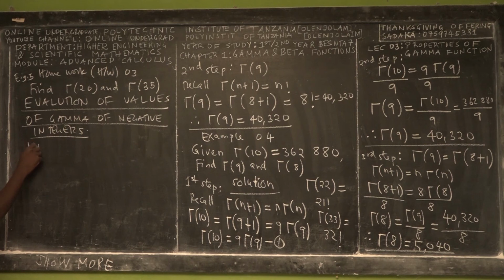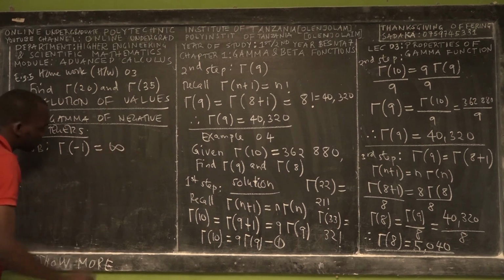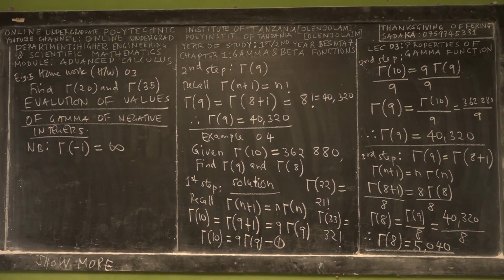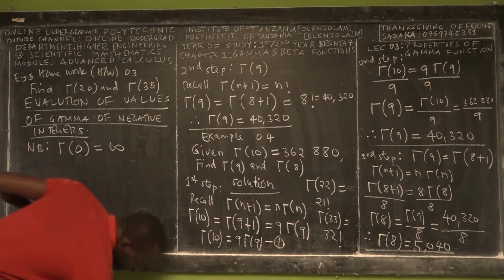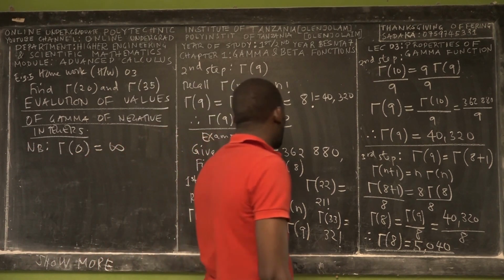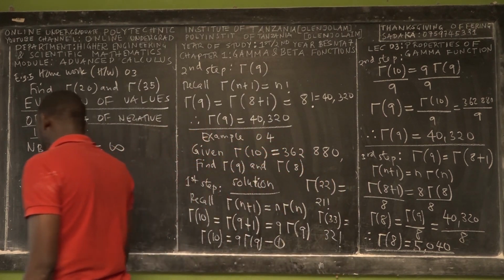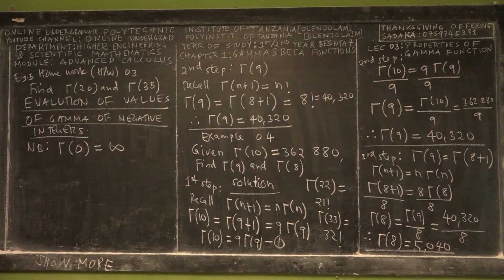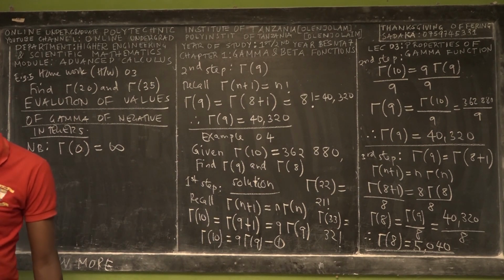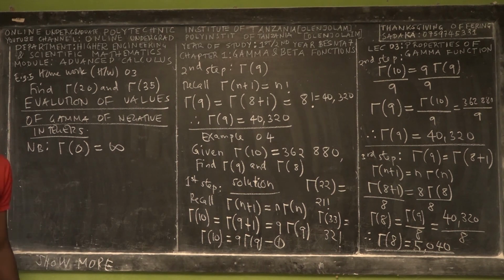First of all, you have to note gamma of negative 1 is equal to infinity. No, gamma of 0, excuse me. Gamma of 0 is equal to infinity. So, bear that in mind.